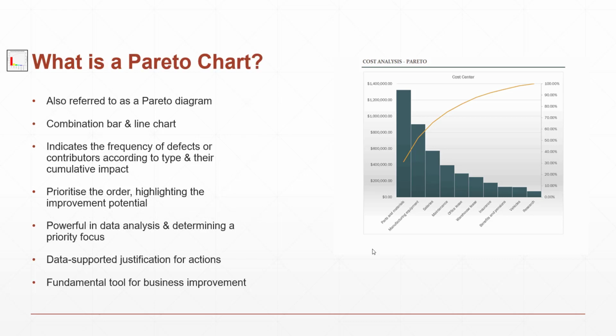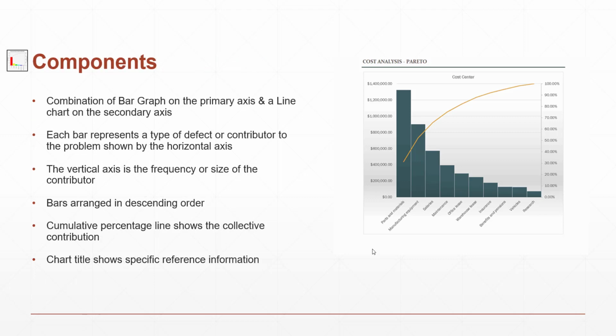What is a Pareto chart? Also referred to as a Pareto diagram, it's a combination of a bar and line chart created simply in Excel. It shows the frequency of contributors to an issue or problem according to type and cumulative impact. It highlights the priority of order from largest contributor to the smallest. It's a very powerful tool for determining priority focus and action. And it allows us to justify our actions, and it is used as a fundamental business tool, particularly in the quality space.